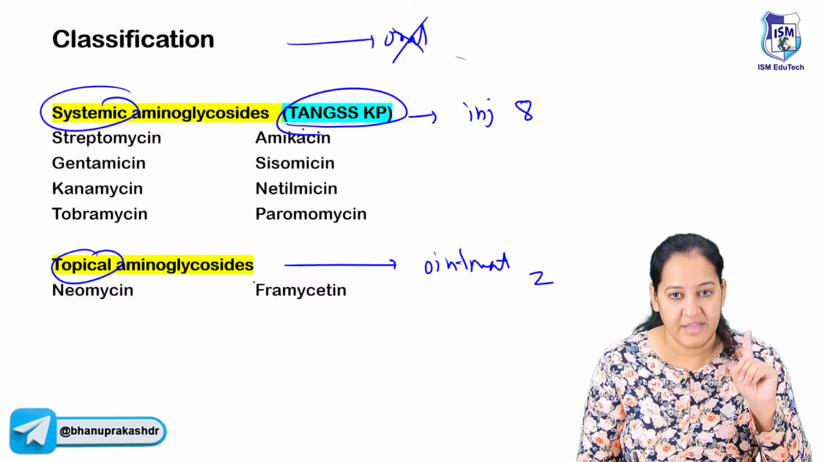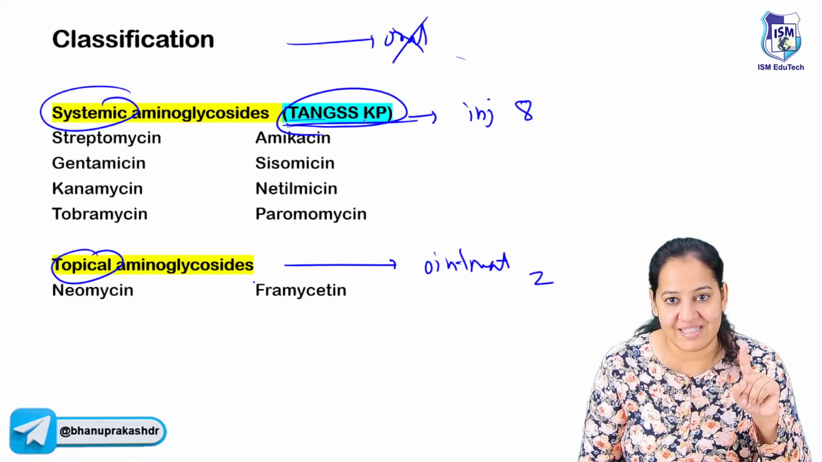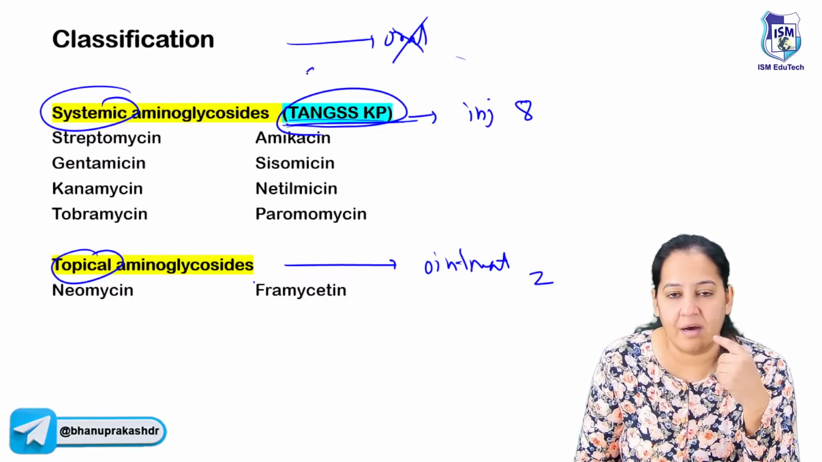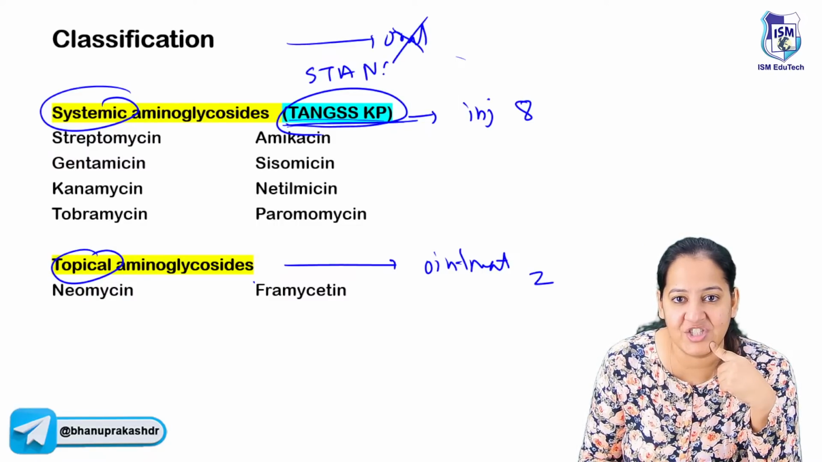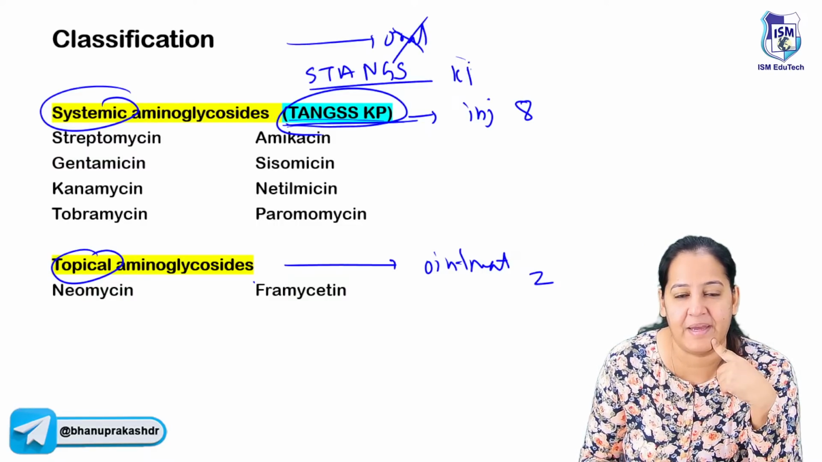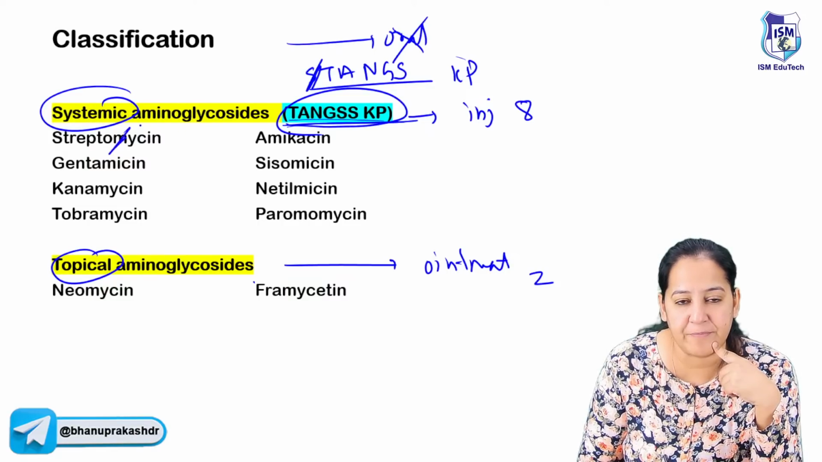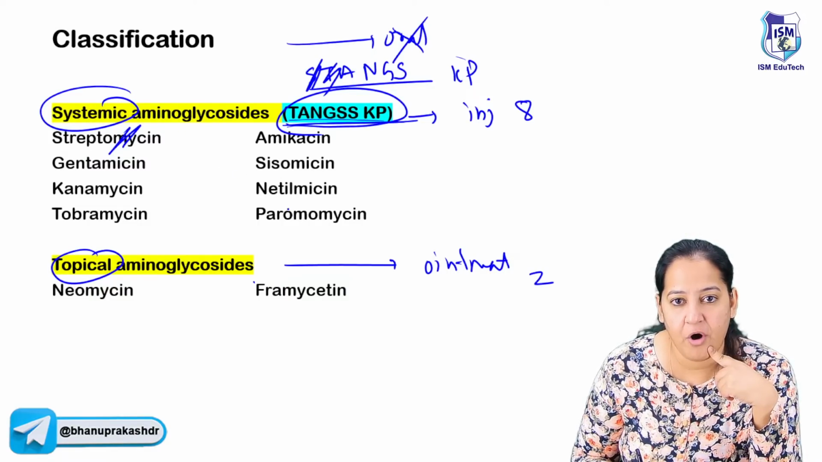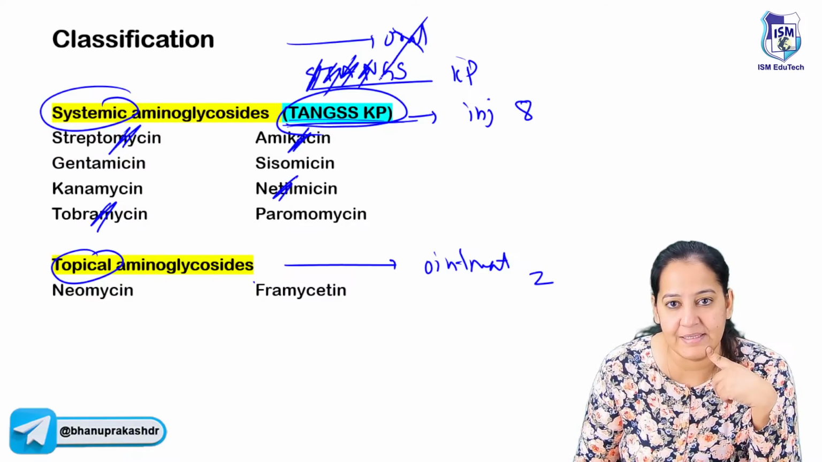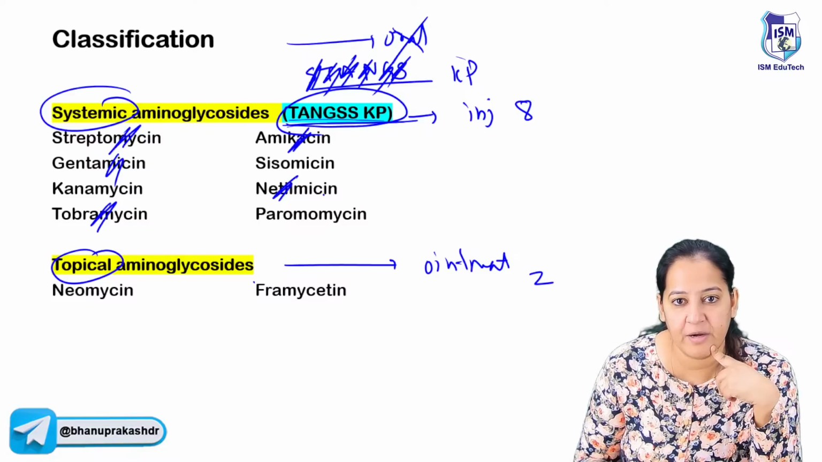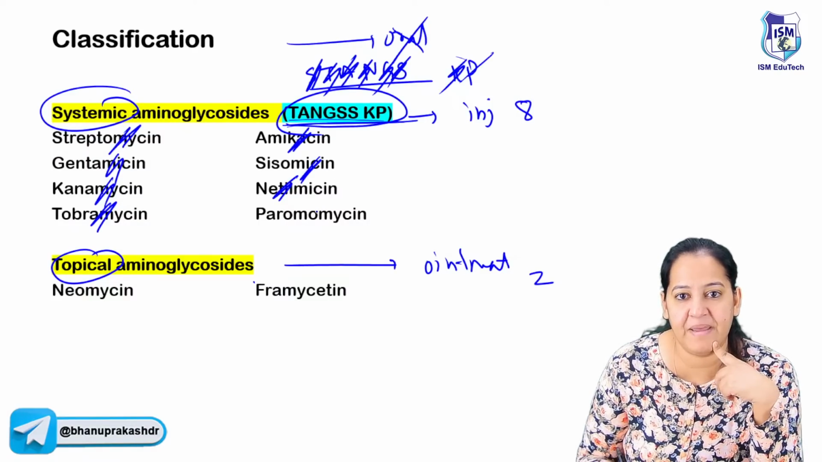You have to learn. For the injectable, I have a mnemonic. The mnemonic is STANGS KP. Or you can learn STANG. STANGS KP. S for streptomycin. T for tobramycin. A for amikacin. N is for netilmicin. G is for gentamicin. One more S for sisomicin. K for kanamycin and P for paromomycin.